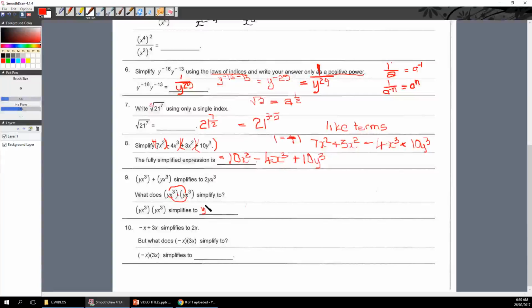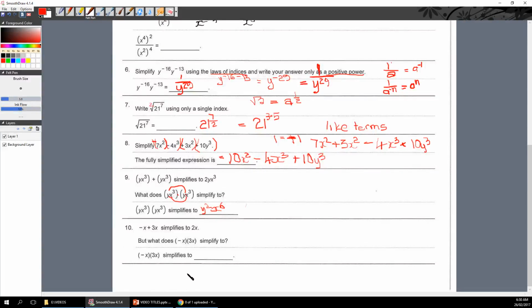y squared, y times y, x to the power of 6. Okay, y squared, x to the power of 6. Quite simple, really, that one. You can just sort of take, they're all multiplied together.